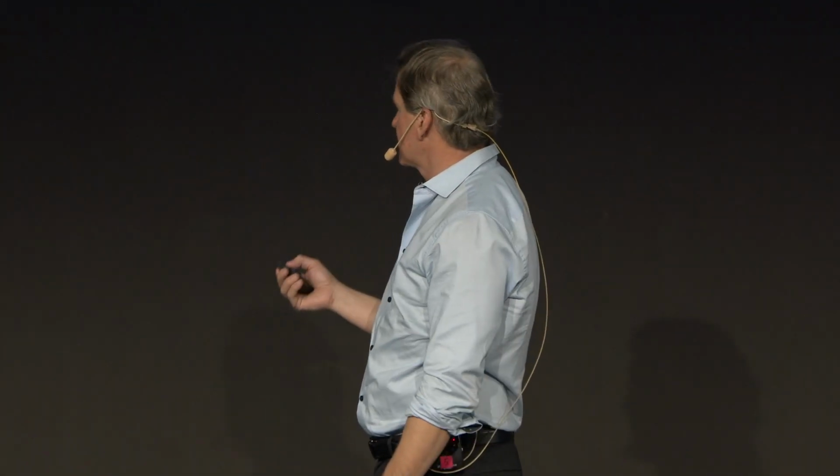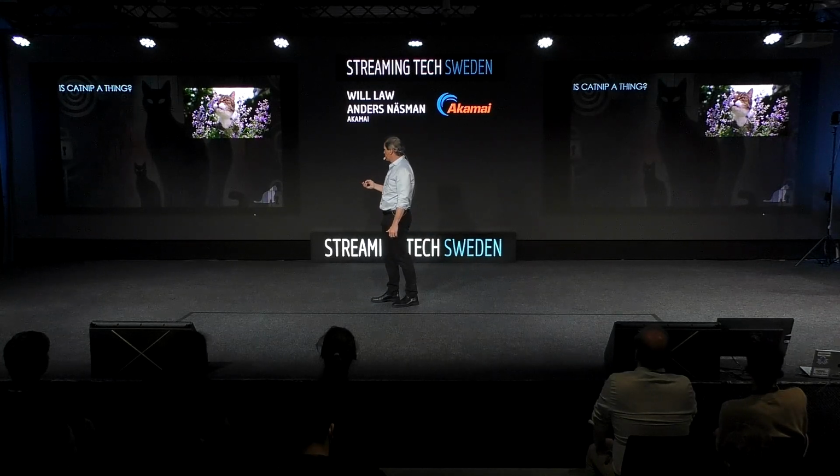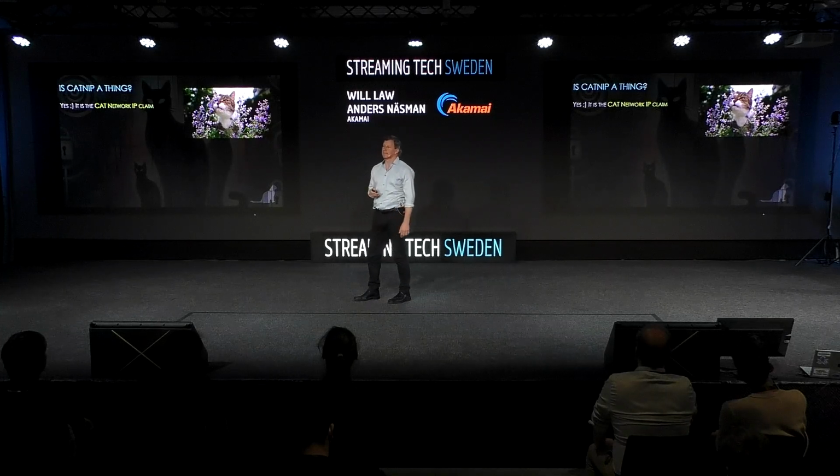Catnip. I did say in the summary I talk about it in English. Catnip is this weird plant that cats like to eat. I'm not a cat lover, so I don't know if cats actually eat it, but it's mythology. But in the token world, yes, it's our IP claim.